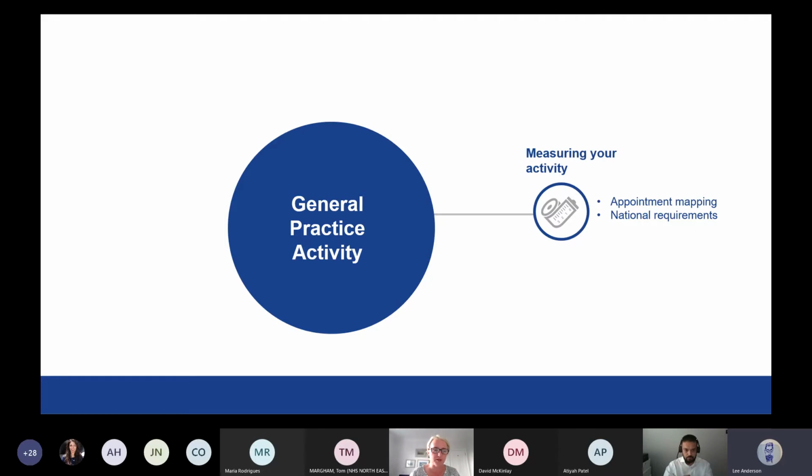So I'm really pleased that one, he was part of the Task and Finish group, because that was massively helpful, but two, he can talk us through appointment mapping and national requirements. So thank you, Giash. I'm going to hand over to you now.